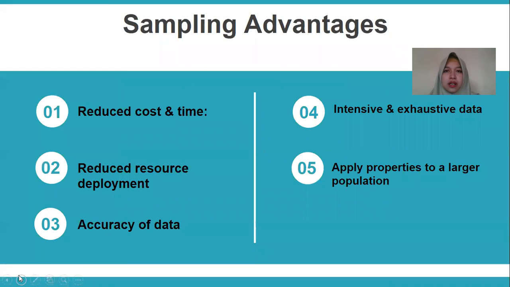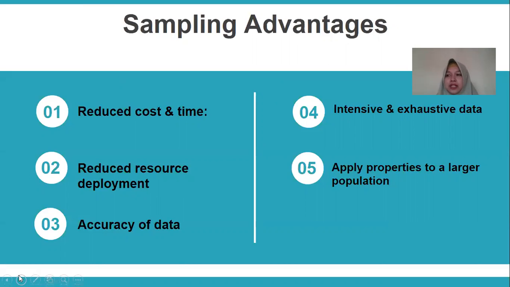Now, what are the sampling advantages? Here, I state 5 points. The first point is reduced cost and time. Since using a sample reduces the number of people that have to be reached out, it reduces cost and time. Imagine the time saved between researching with a population of millions versus conducting a research study using a sample. So, sampling reduces cost and time.